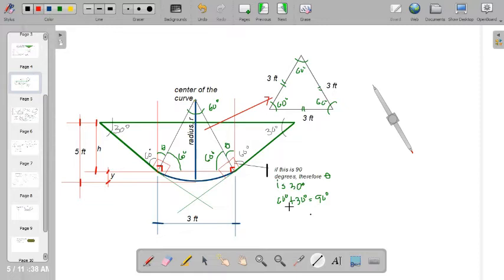Now, this is the radius. The radius is coming from the center of the curve going to the curve. And so, if this is 3 feet, because in this problem it's 3 feet, therefore this is also 3. This is also 3 because this triangle is an equilateral triangle, so the sides are the same and the angles are the same.